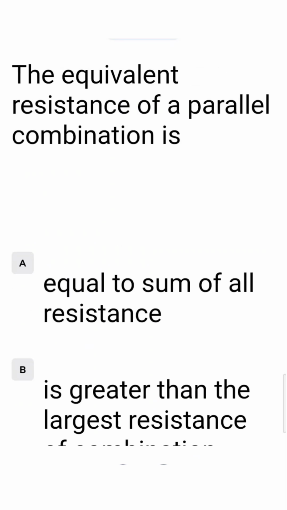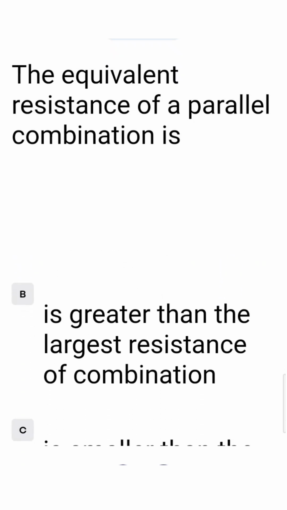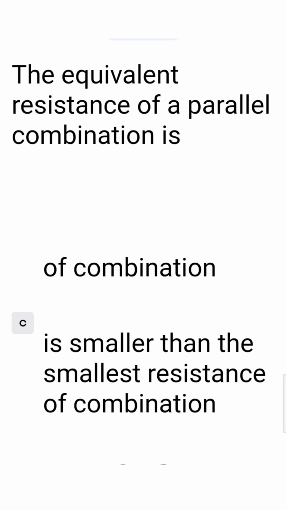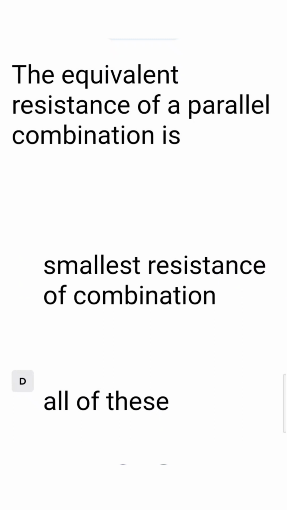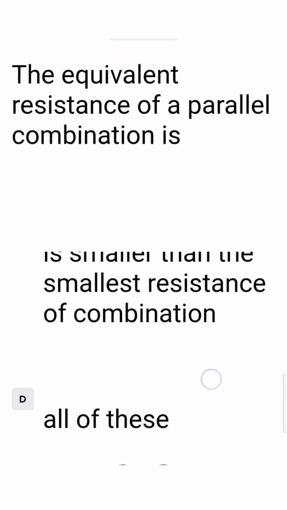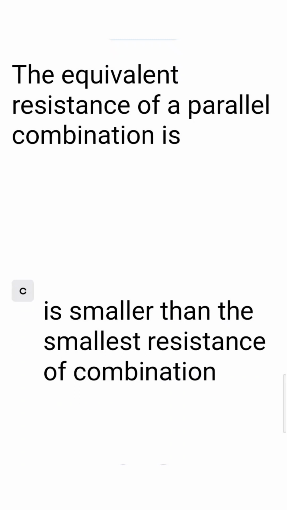The equivalent resistance of a parallel combination is: option A equal to the sum of all resistances, option B greater than the largest resistance of the combination, option C smaller than the smallest resistance of the combination, option D all of these. The correct option is C, smaller than the smallest resistance of the combination. So we take option C.